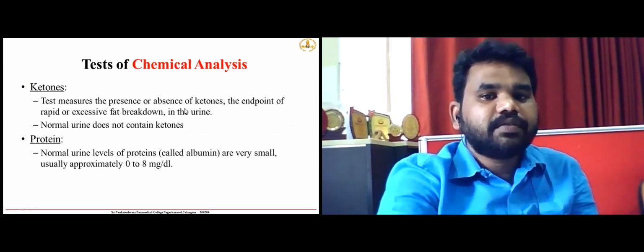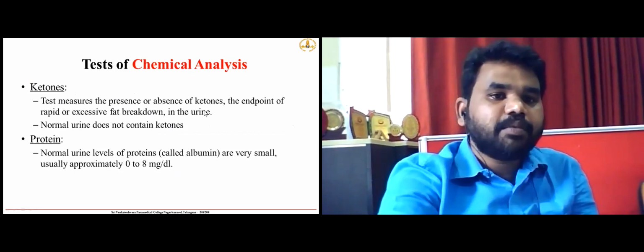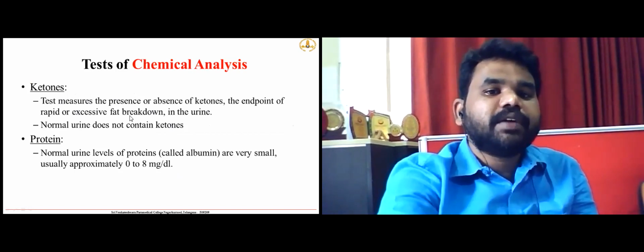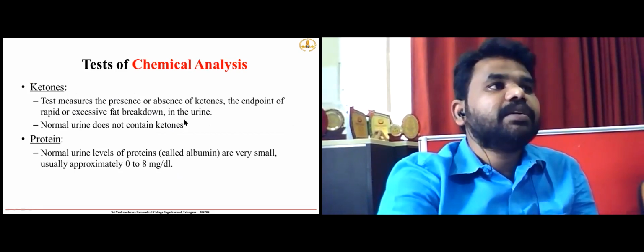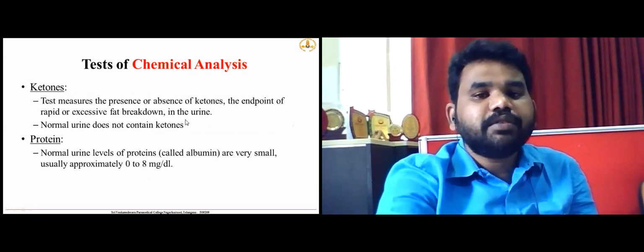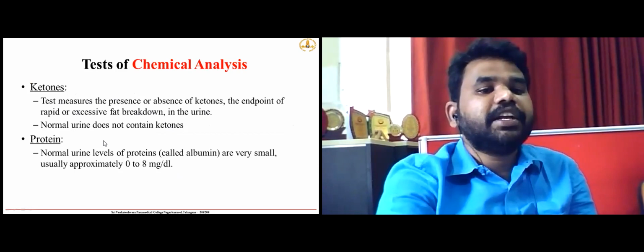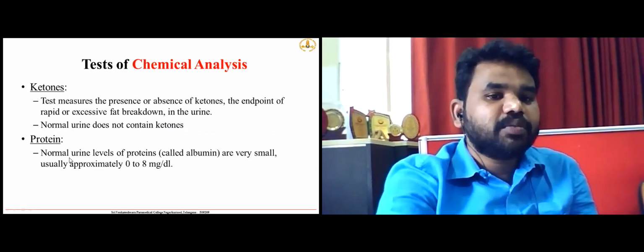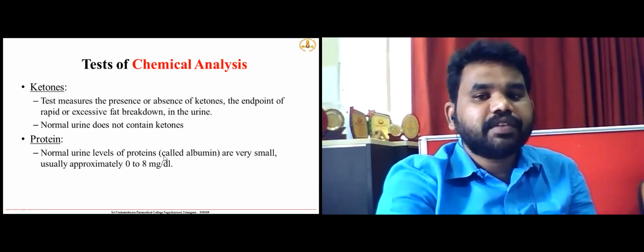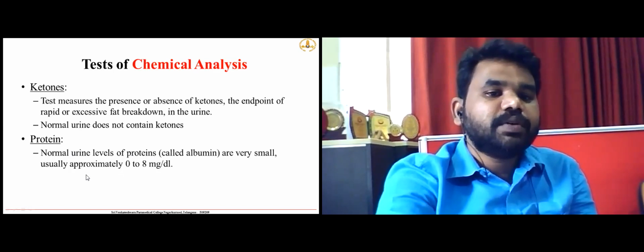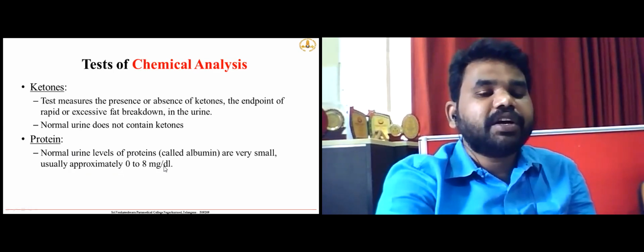This test measures the presence or absence of ketones, the endpoint of rapid or excessive fat breakdown, in the urine. Whenever there is high fat metabolism inside your body, automatically ketone bodies are formed, and normal urine does not contain any ketones. And when we talk about proteins, the normal urine level of proteins is very small, usually approximately 0 to 8 milligrams per dL.